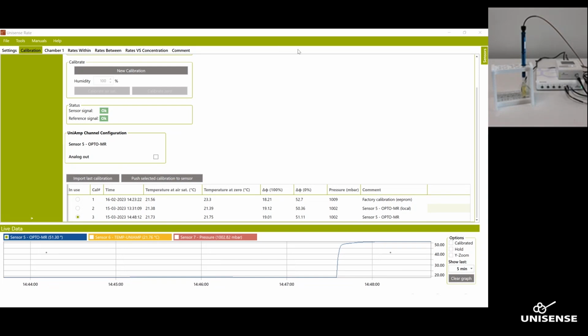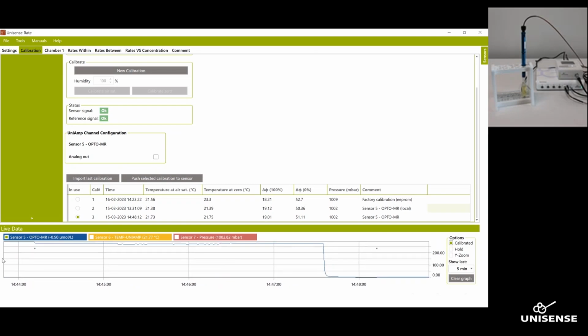Okay, good. Now I will press calibrate down here in the live window, and we will now see the signal from the sensor in micromole per liter. Good. So now the sensor is calibrated, and we can move on and measure our yeast solution.